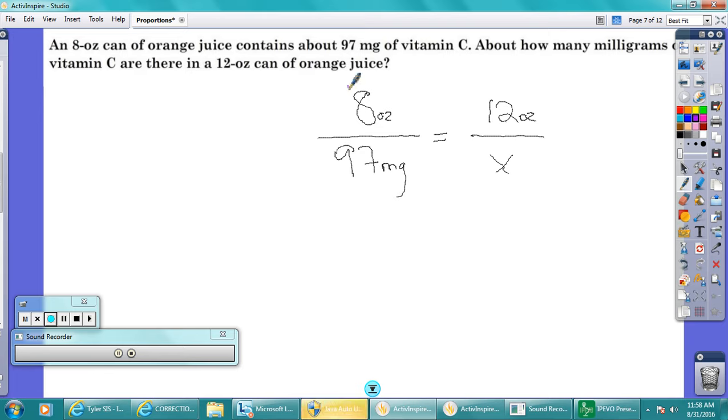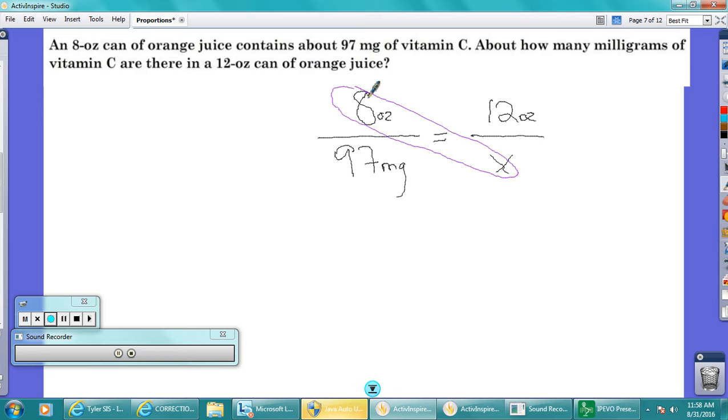So now we need to cross multiply. We have 8 times x is equal to 97 times 12. Again, this is simple. Now we set it up. You're going to multiply 97 times 12. You're going to multiply the 8x, and you're going to solve for x by dividing.